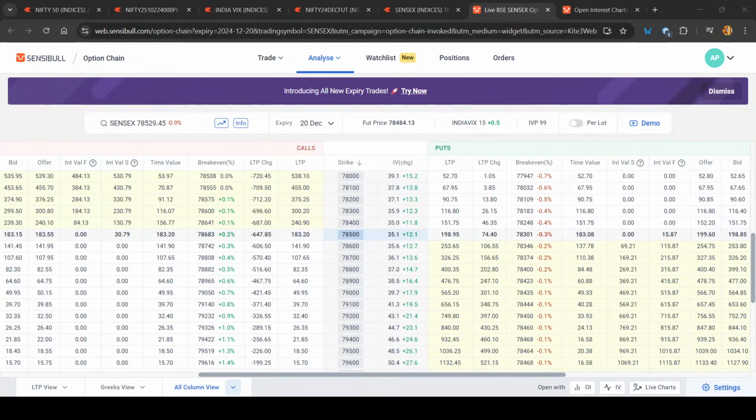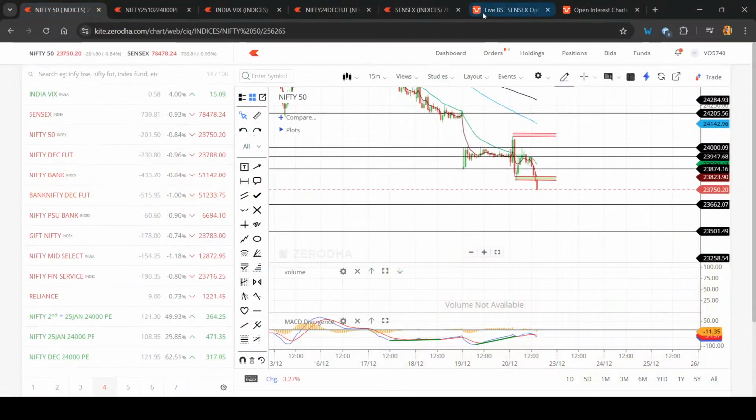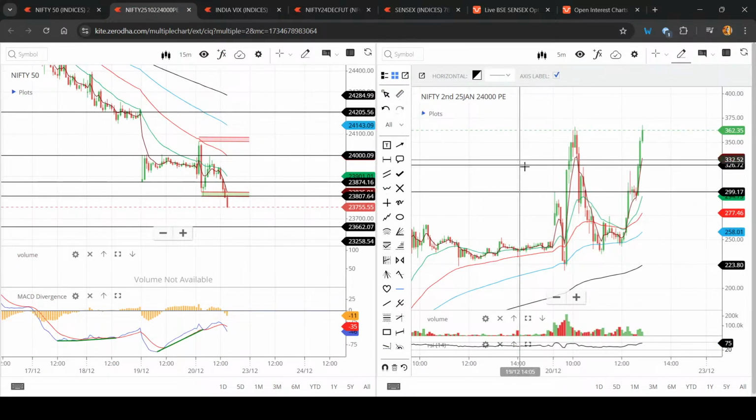So somebody has asked expiry likely at in Sensex. All right. Okay, nice breakdown. Nice increase in premiums also. Okay, 360 we have gone.